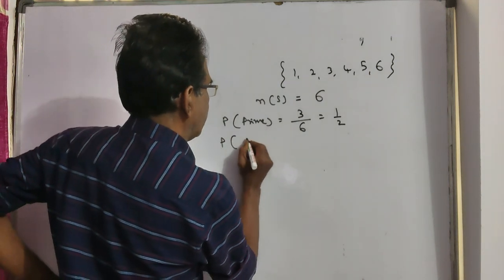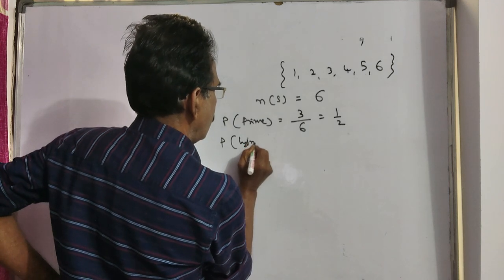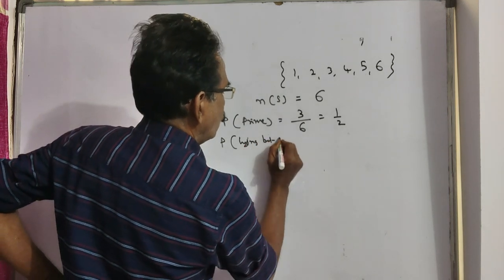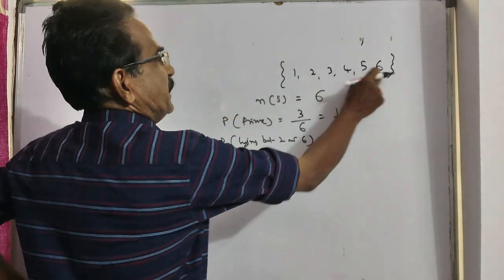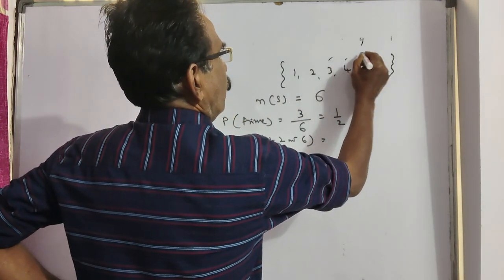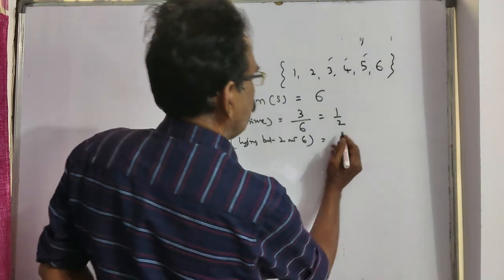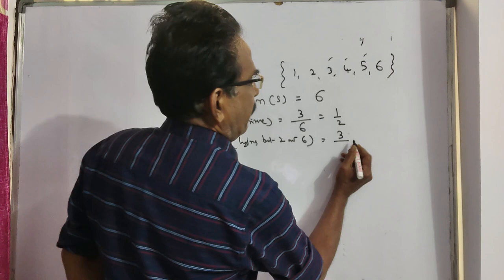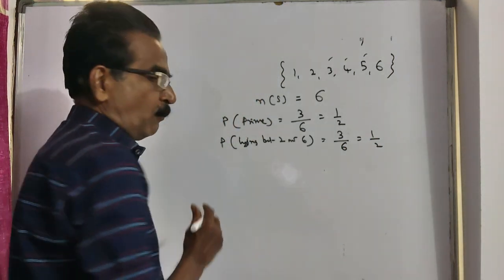And second question, a number lying between 2 and 6. Probability of a number lying between 2 and 6. So, between 2 and 6, there are 3 numbers: 3, 4, 5 are lying between 2 and 6. So, favorable outcomes 3 by total number of outcomes 6, 3 by 6, 1 by 2 is the required probability for the second question.